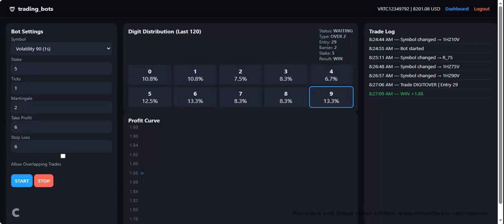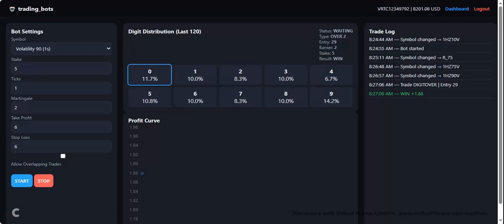The strategy targeted short, controlled outcomes, producing $1.88 profit per successful trade. All 4 trades were completed successfully, resulting in a total of $7.52 in profit from the session. The system monitored its internal limits and automatically stopped trading once the take profit level was reached.